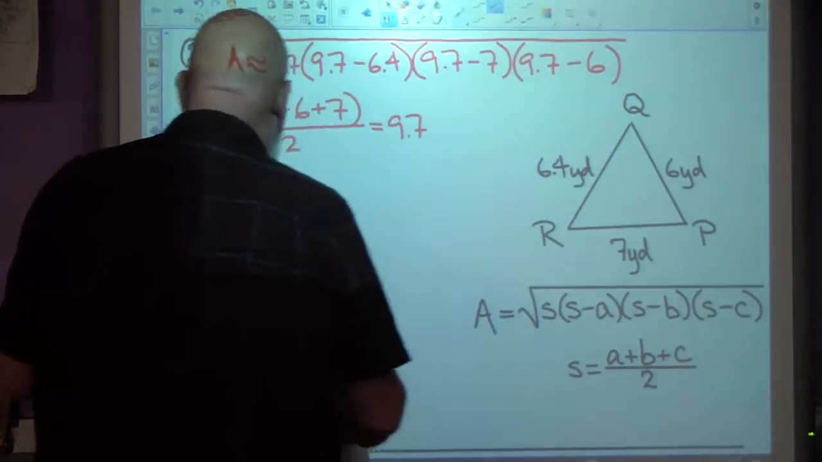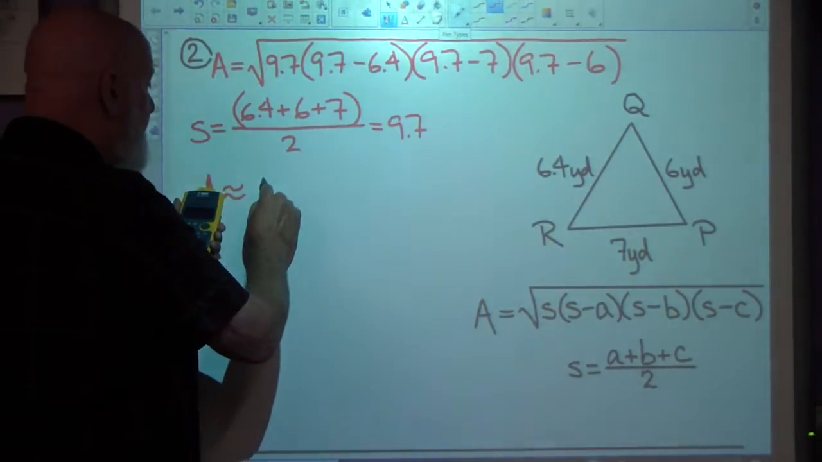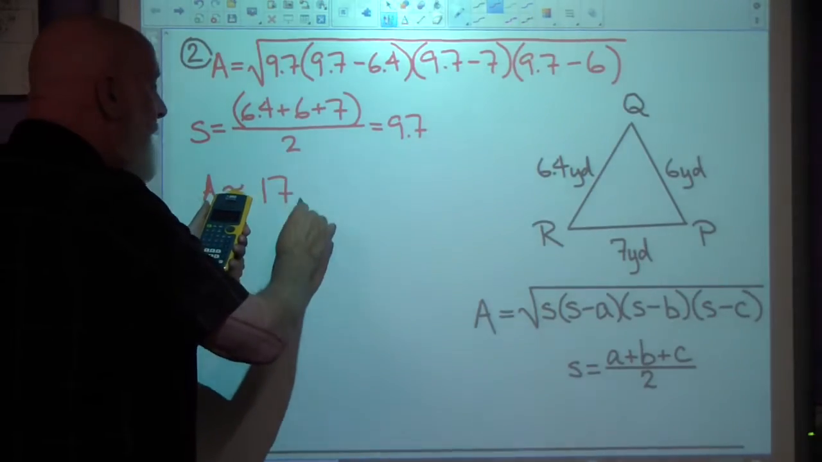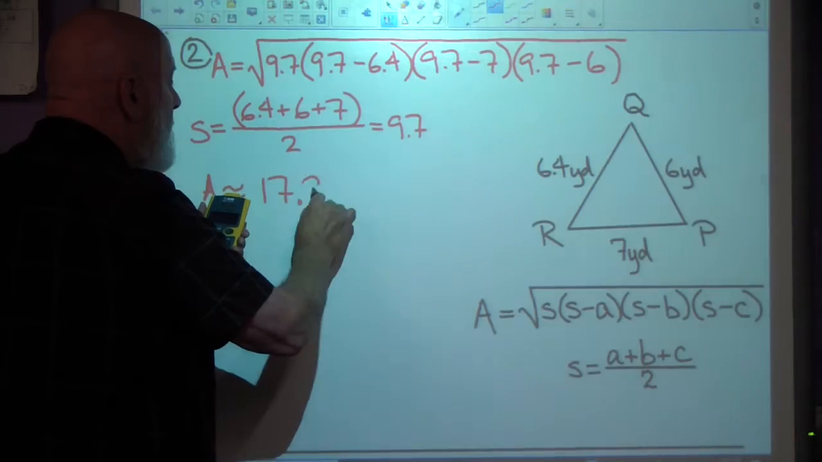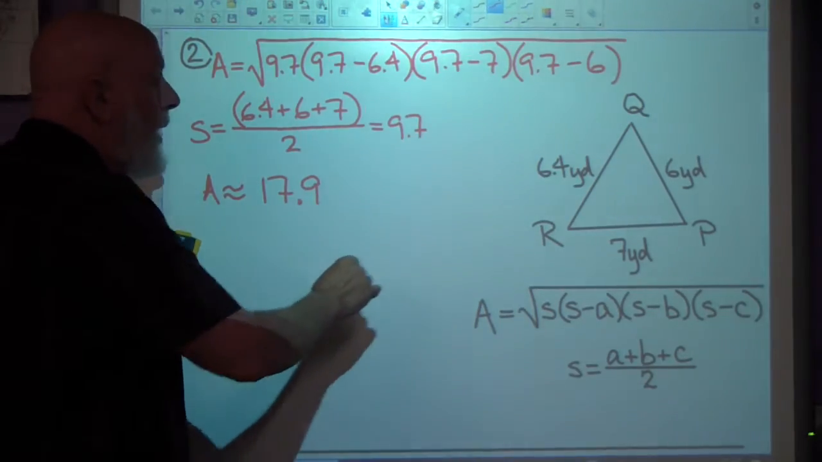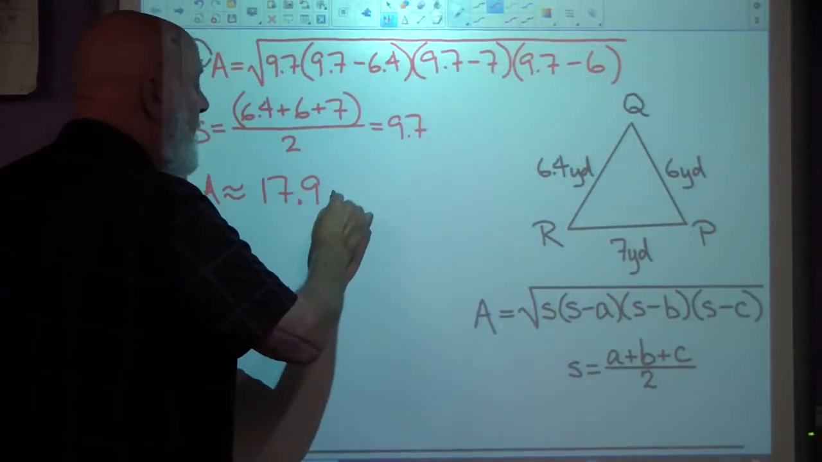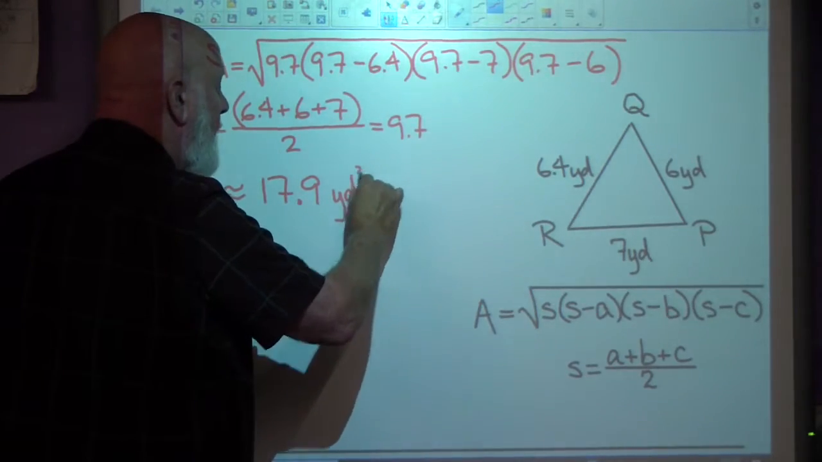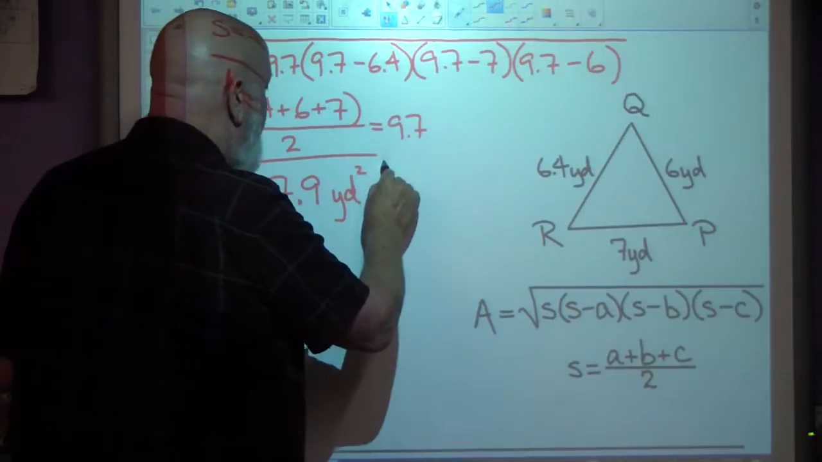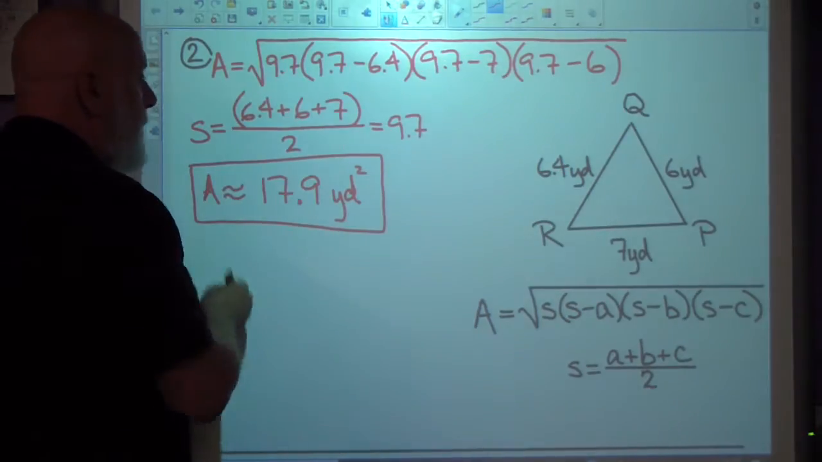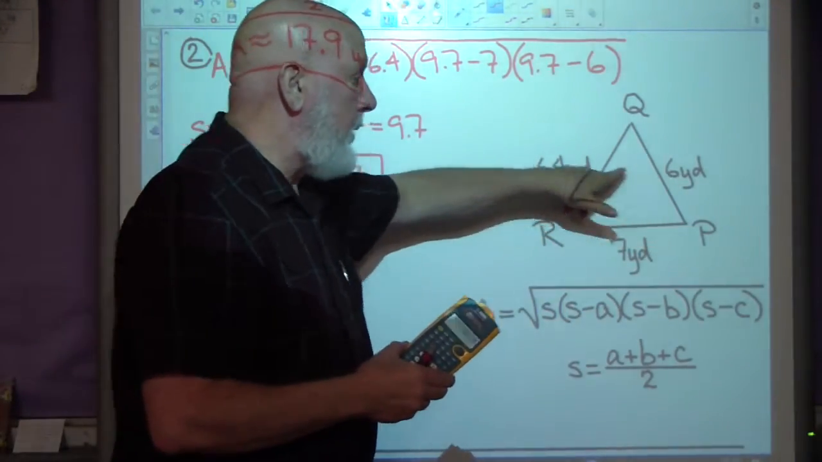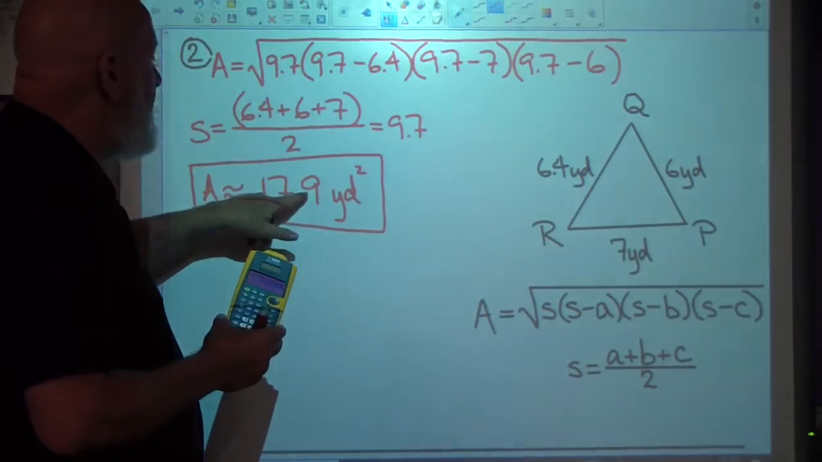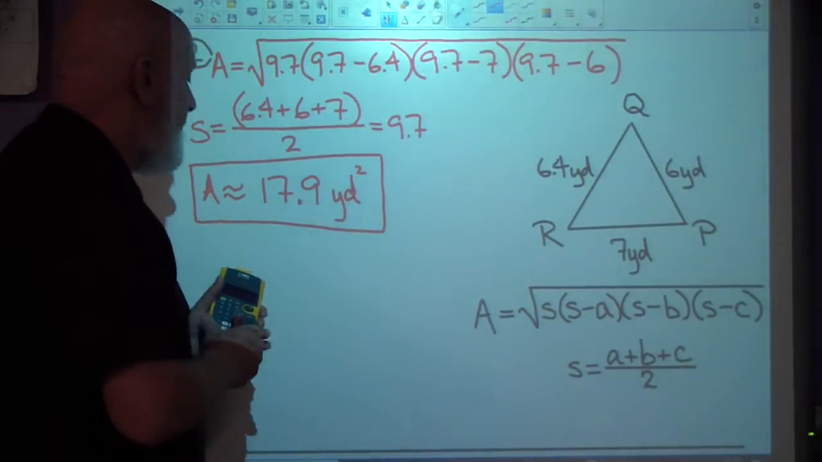That gives me area is approximately 17, it says 0.88. I'm going to round it to the nearest tenth because I was asked to, which would give me 0.9. And that will be square units, and our unit is yards, so there's yards squared. The area of that triangle, if these are the lengths of the sides and we don't know the height, the area of this triangle would be approximately 17.9 yards, if I haven't made a mistake.